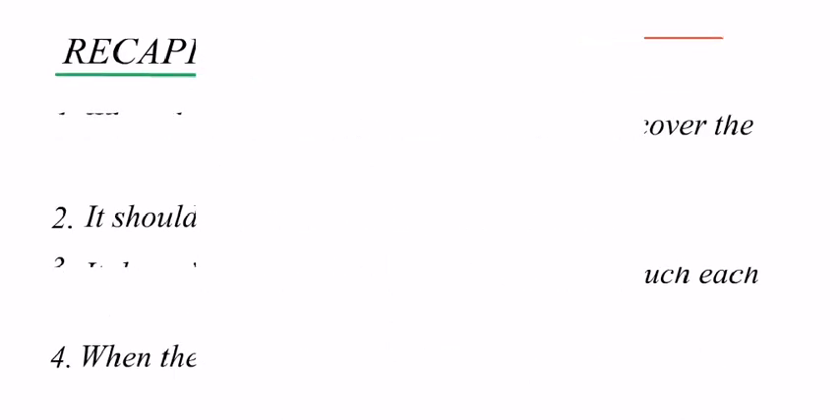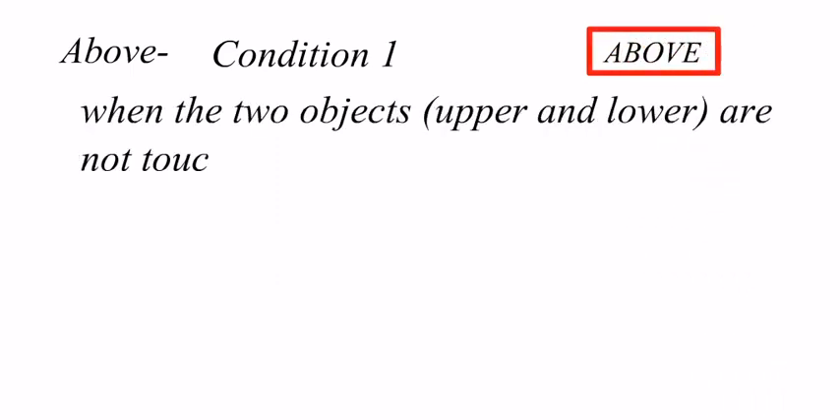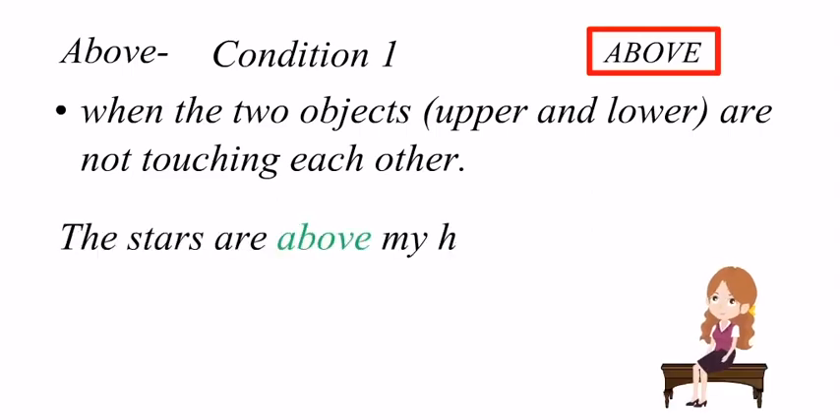Now the next preposition is above. So let's see when we use above. Condition 1, when the two objects, the upper object and the lower object, are not touching each other. For example, the stars are above my head. Of course the stars are quite far away, so there is no sense of touching.